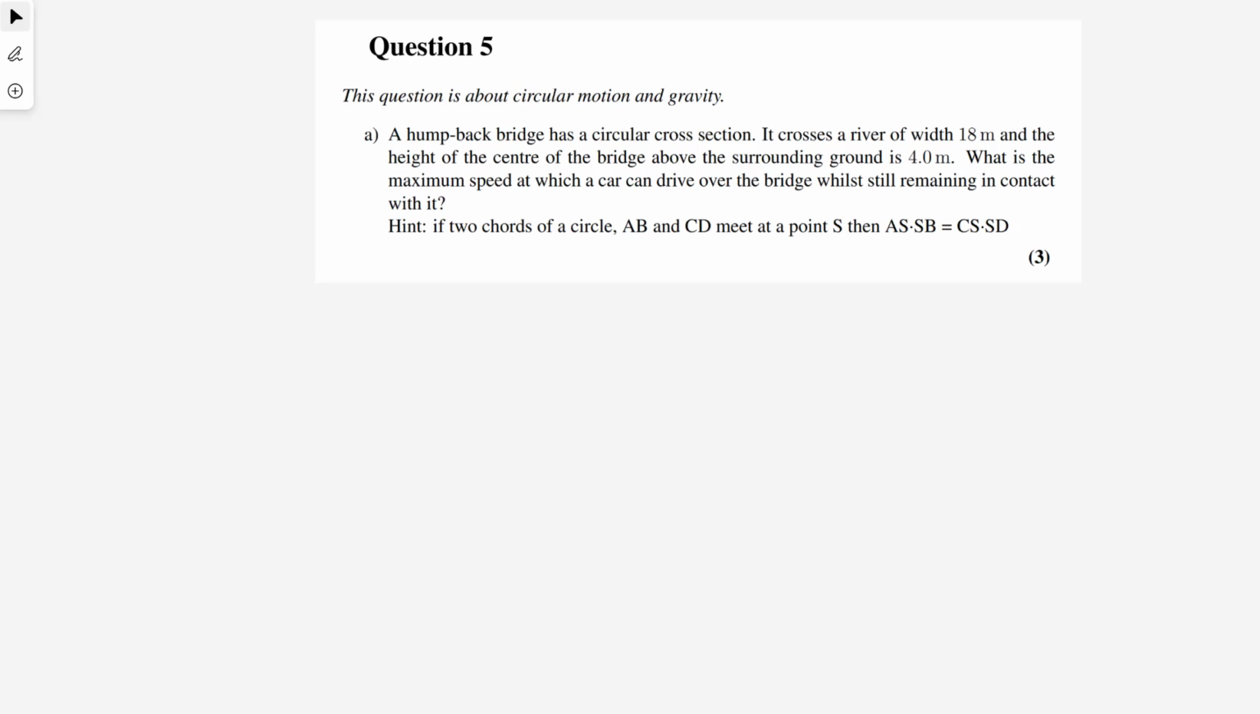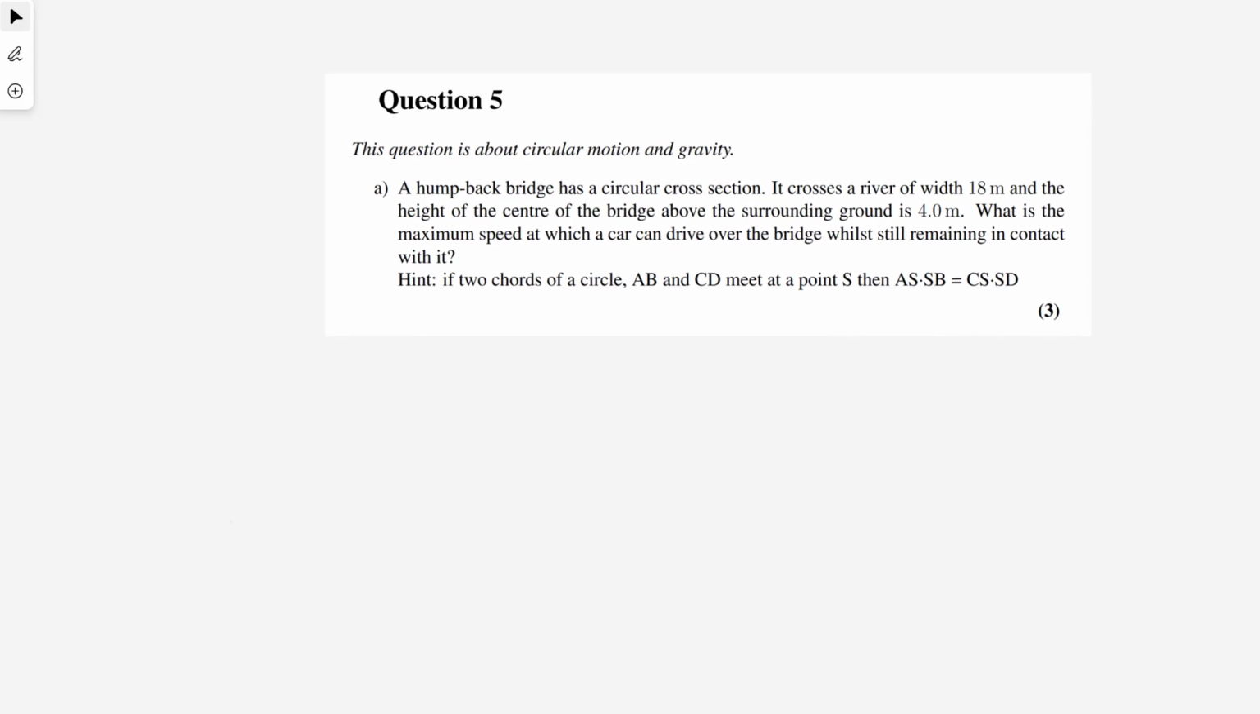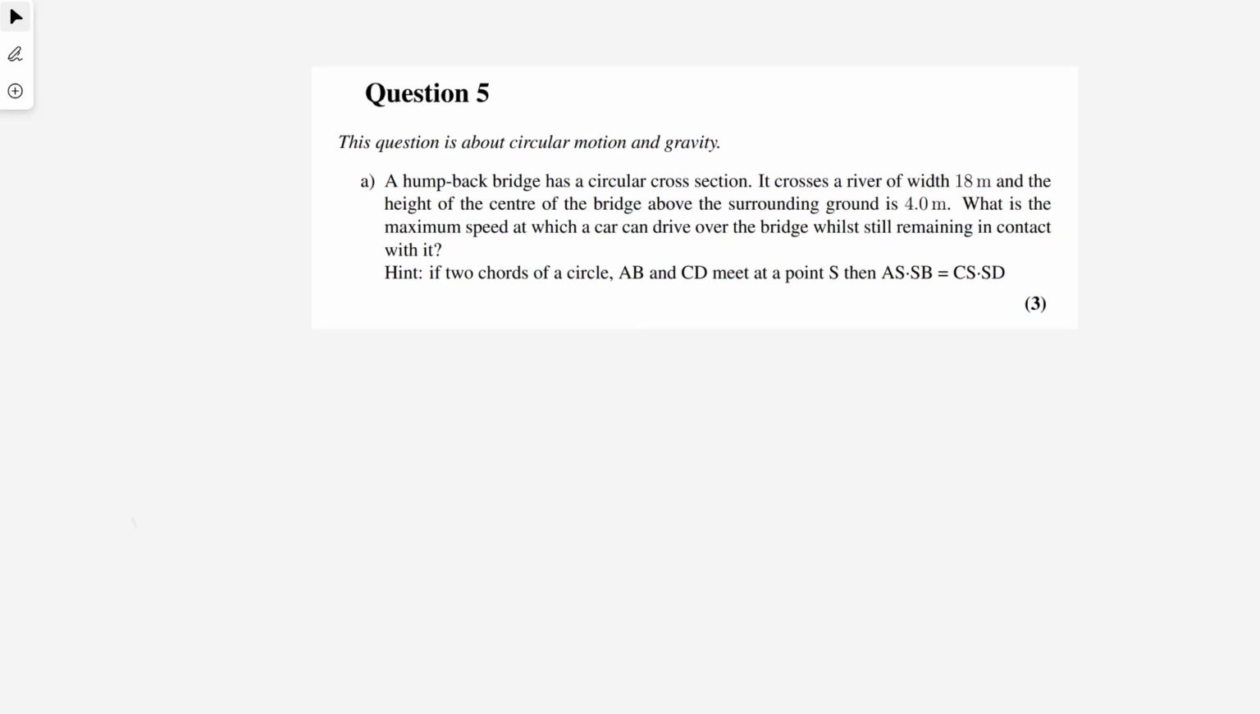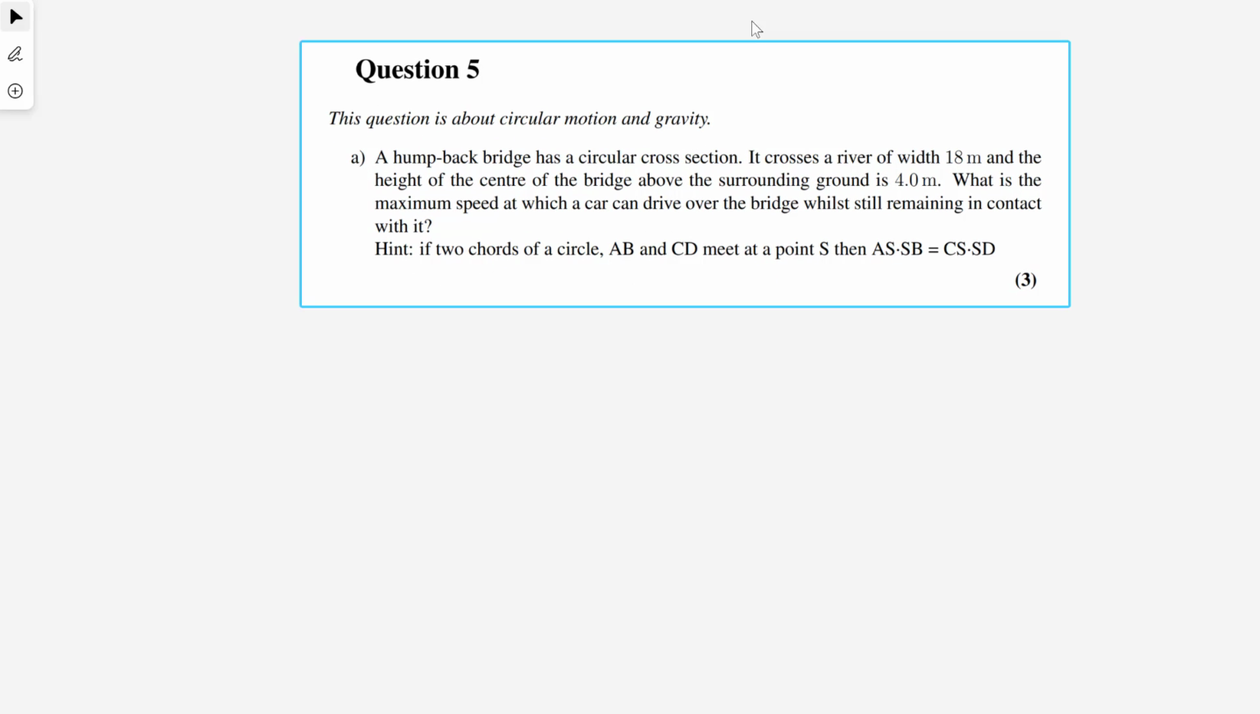Okay, let's have a look at this question here, which is actually question 5. I chose to start with this one because I just find the topic of circular motion and gravity so incredibly interesting. Let's get started. We have a bridge which has a circular cross section. It crosses a river with a certain width, and the height of the center of the bridge above the surrounding ground is 4 meters. What is the maximum speed at which a car can drive over the bridge while still remaining in contact with it?